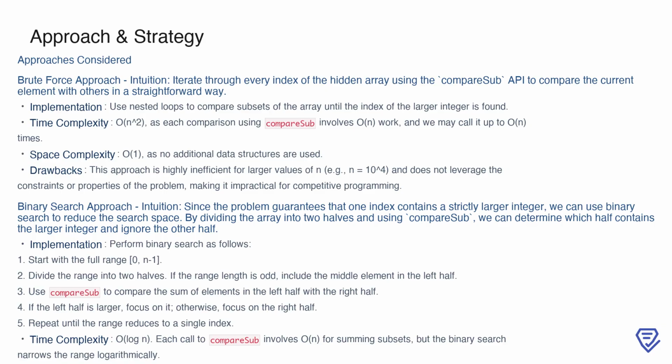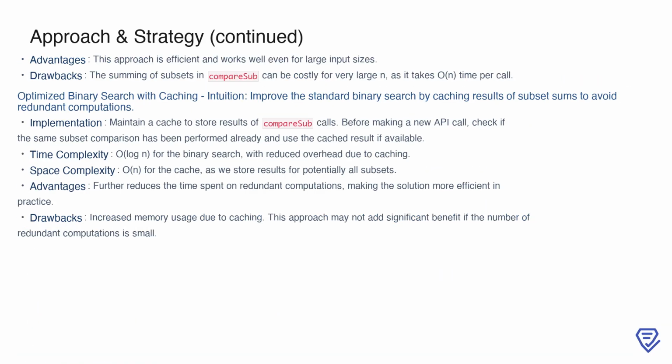To improve, we need to leverage the constraints and properties of the problem. This brings us to the binary search approach. Binary search provides a more efficient strategy by reducing the search space in a systematic way. The problem guarantees that one index contains a strictly larger integer, allowing us to use this property effectively. The idea is to divide the array into two halves and use compareSub to determine which half contains the larger integer.